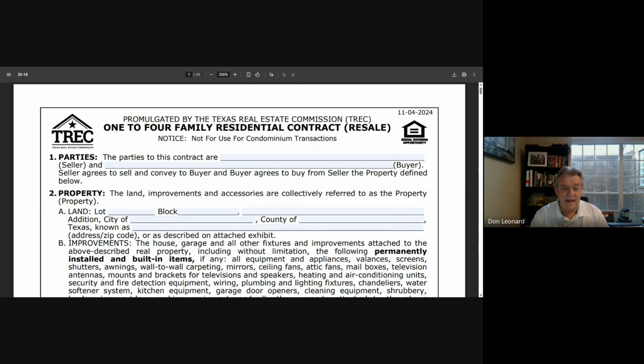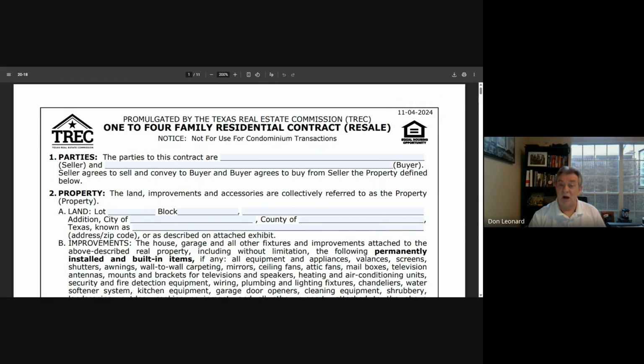All right, so let's go ahead and take a look at our 1 to 4 family contract. The very first thing that we always look at is the date. In this case, you see that the date is November the 4th, 2024. That's the latest version of the contract, and we're only allowed to use the most recent version. If you try to use anything other than the one that is currently promulgated, then it is considered the unauthorized practice of law, and that'll get you in trouble. So if you're writing the offer, you want to make sure that you write it on the right contract form.